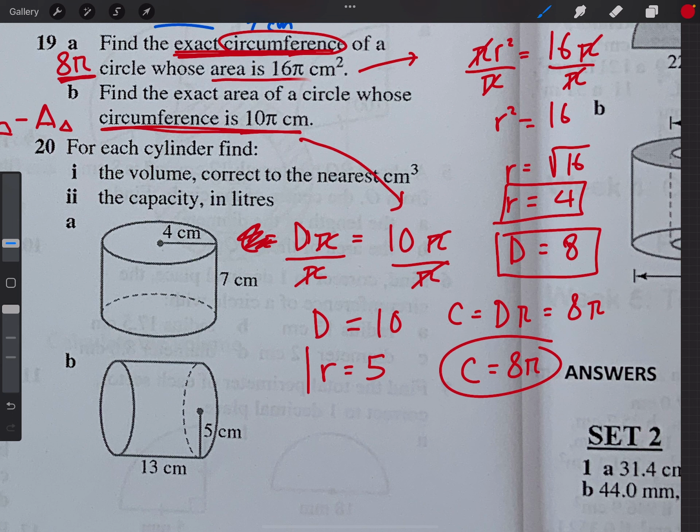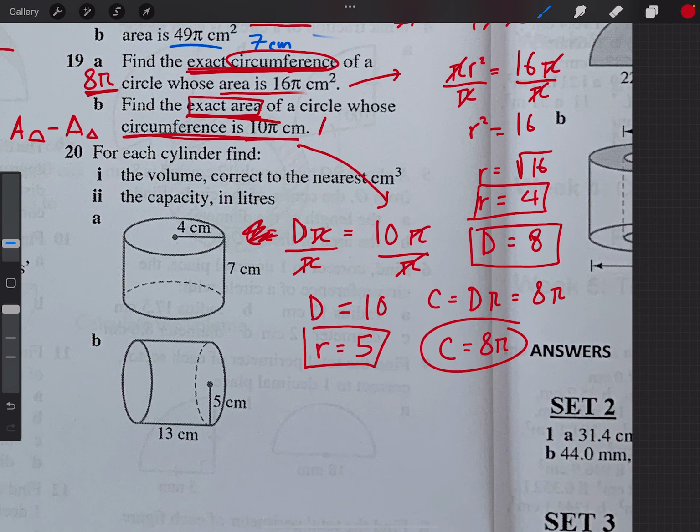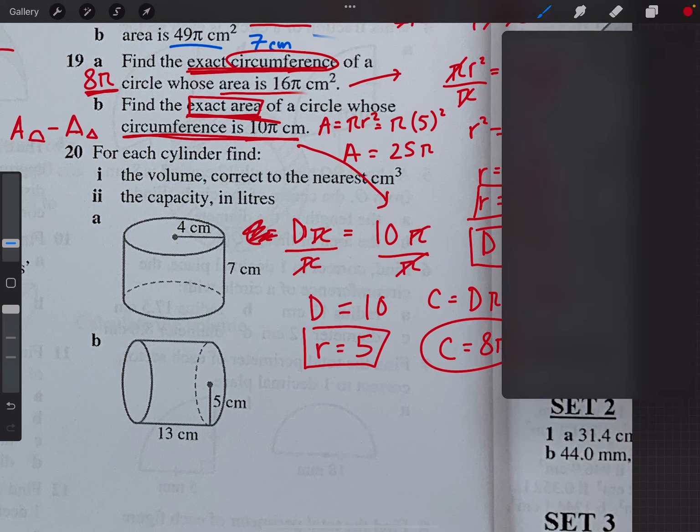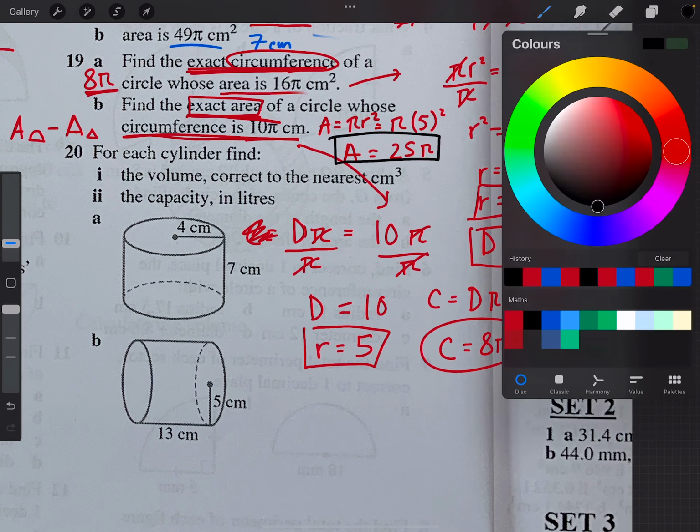Now once we find the radius, we can find the exact area. So the area is equal to pi r squared, which means pi times, what's r? We found the radius to be 5, squared, so that's equal to 25 times pi. There's your exact area. There you go.